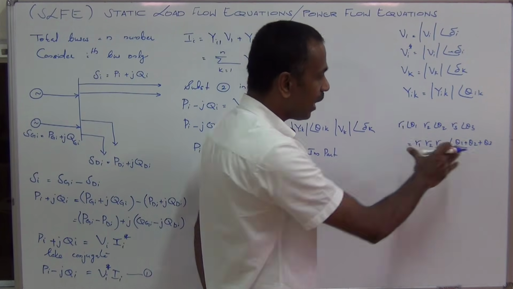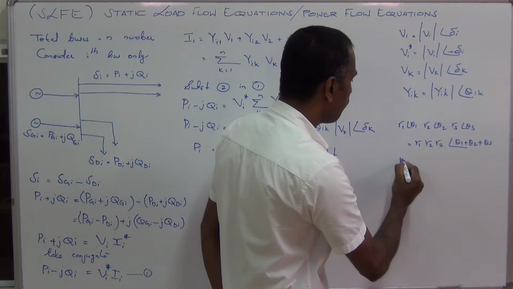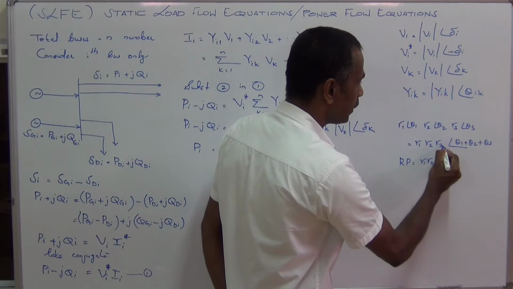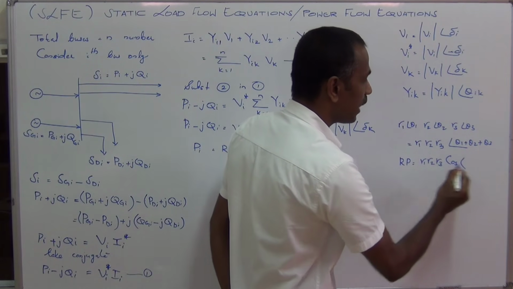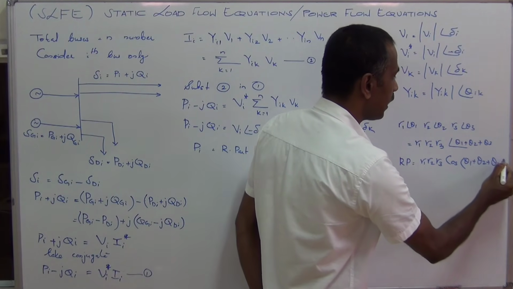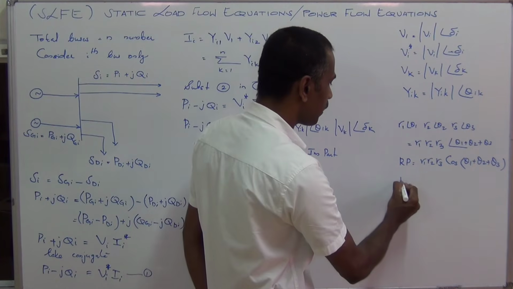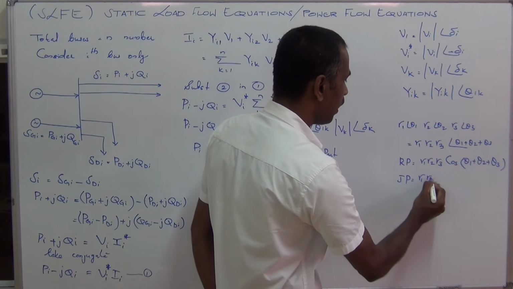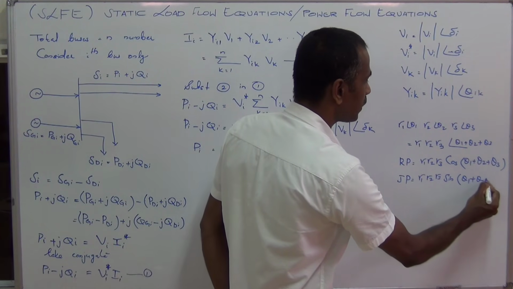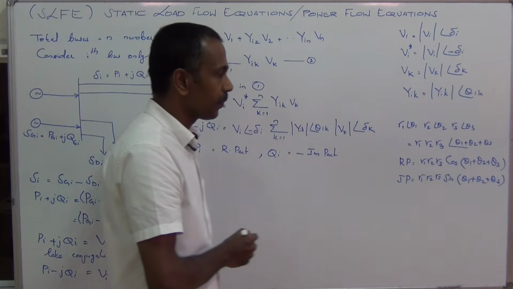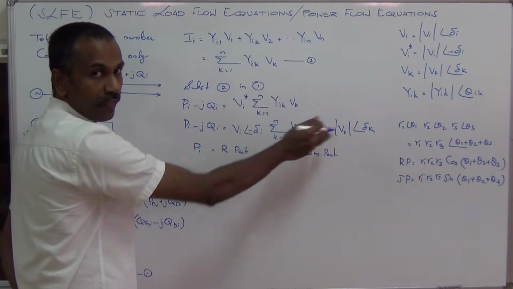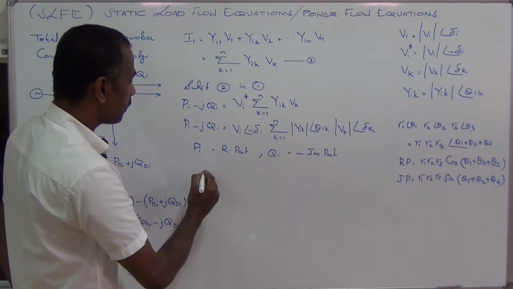Now what is the real part of this function? The real part can be written as R1, R2, R3, cosine of this angle, theta 1 plus theta 2 plus theta 3. And what is the imaginary part? This is R1, R2, R3, sine of this angle, theta 1 plus theta 2 plus theta 3. Now, what is the active power? The real part of this function. What is the real part?